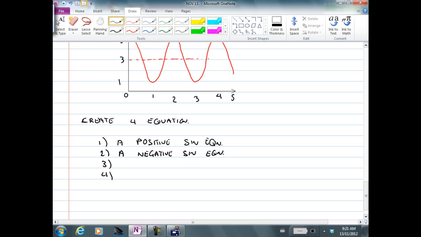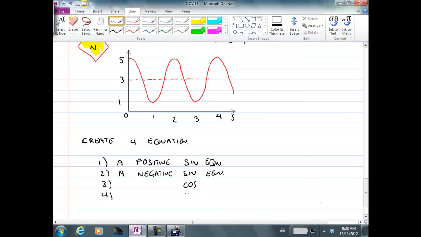I'll give you a hint. It has something to do with cos. Instead of you trying to create 4 sine equations, I want 2 of each. You have to get 3 out of the 4 correct in order for you to win. I'll give you a good 7-8 minutes. Guys, I'm going to pause it.